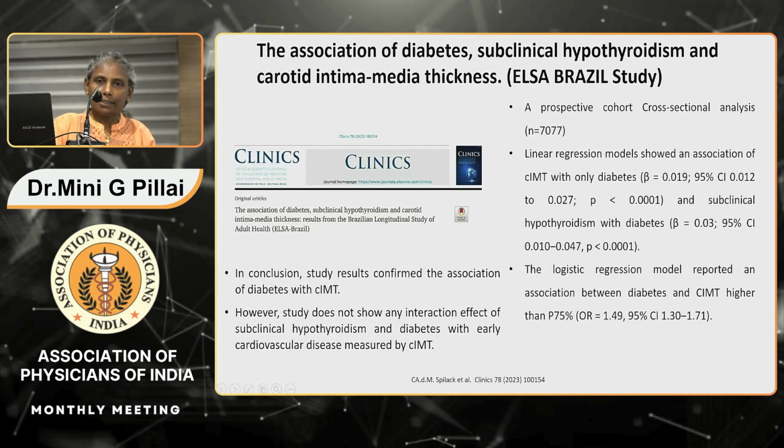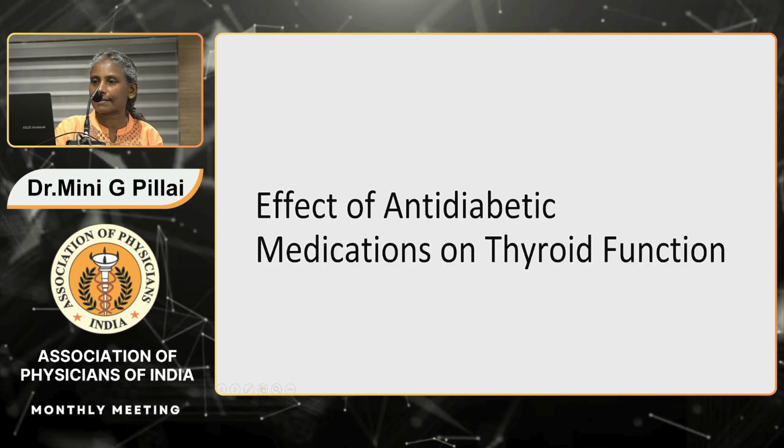But though independently both subclinical hypothyroidism as well as type 2 diabetes were associated with increased carotid intima media thickness, the combination of the 2 did not increase or worsen the risk of this marker for atherosclerosis. This is basically a marker for vascular events. Vascular events as such were not studied. This is just a cross-sectional analysis.